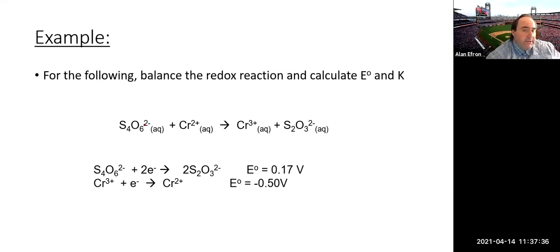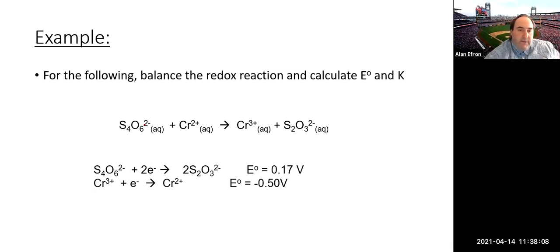We would use the Nernst equation, which is E is equal to E naught minus RT over nF natural log of Q, Q being our reaction quotient, and E naught being our cathode minus anode, and the other E being what the cell voltage would be under these non-standard conditions. Any questions on any of that stuff we talked about last time?